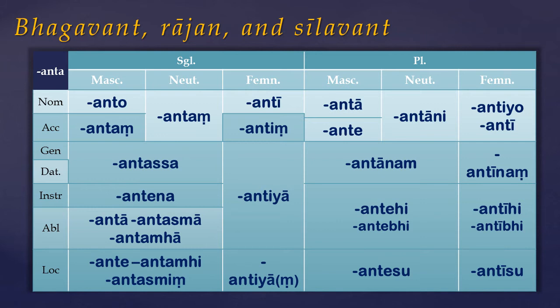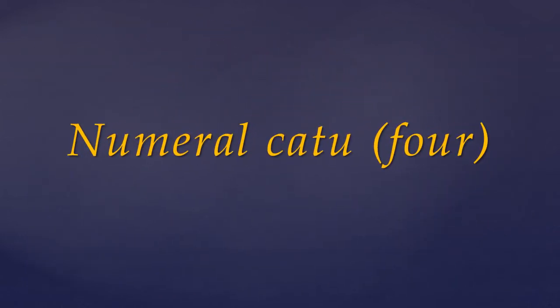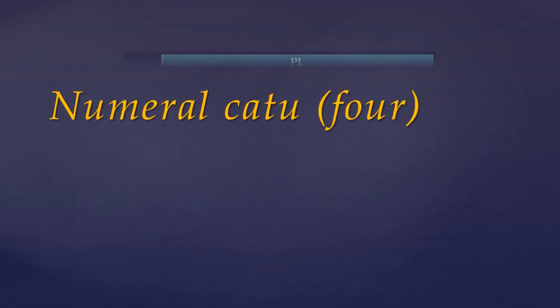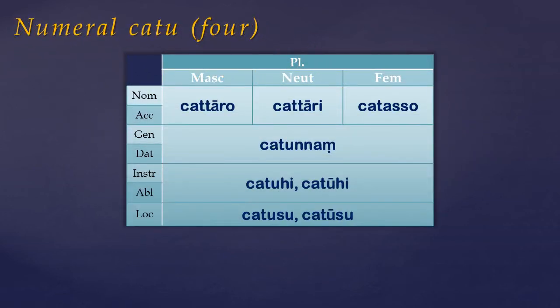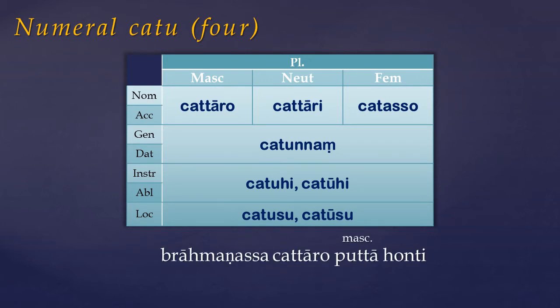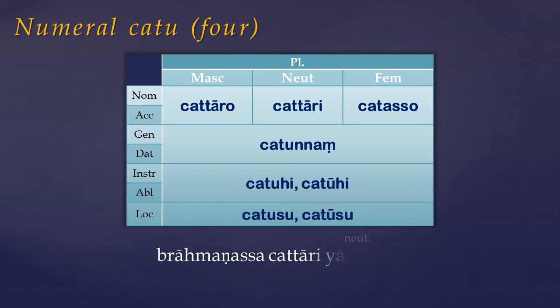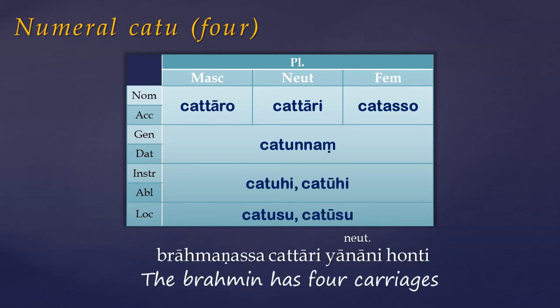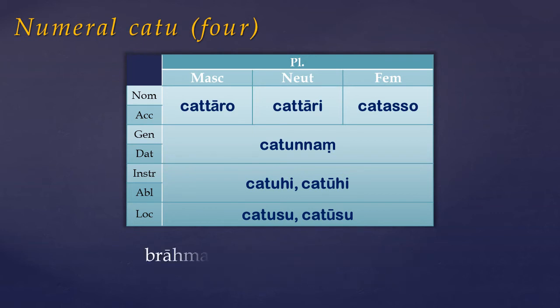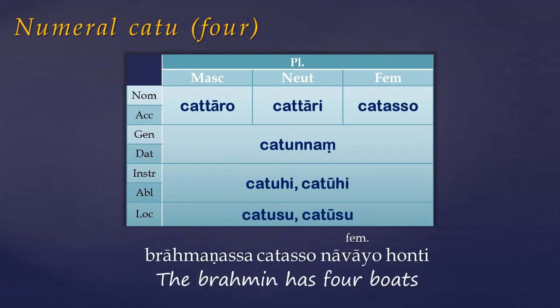Okay, let's jump again to the numeral catu. The number 4 is only found in the plural, but inflects in all three genders, well, at least in the nominative and accusative. It then behaves like an adjective, and so agrees with the substantive it qualifies. And hopefully this is no surprise for anyone.